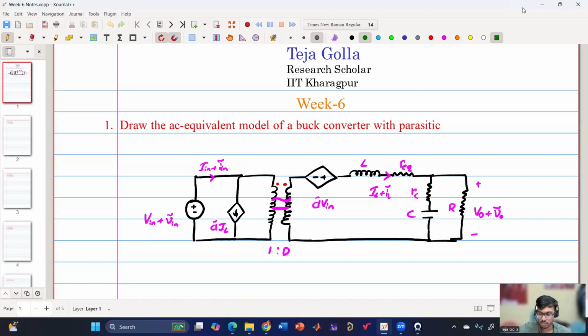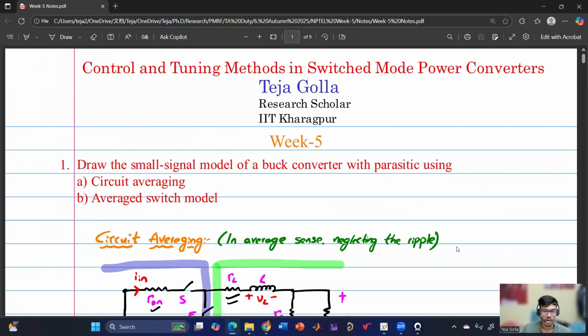So I'll just quickly go through what we discussed in week 5, because it is connected to what we'll be discussing now, so that it will brush up what we have discussed and we can directly use the results that we obtained in week 5 in week 6. In week 5, we discussed different methods to get the small signal model. One being the circuit averaging, another being the average switch model. Both are similar, and towards the end we discussed the state space averaging.